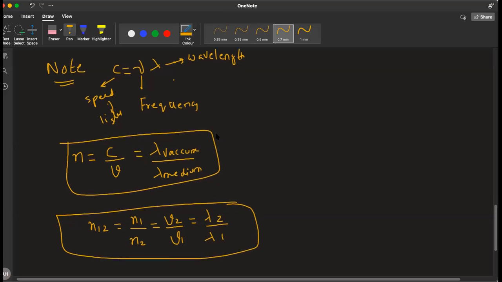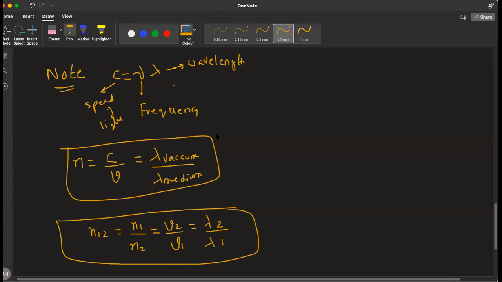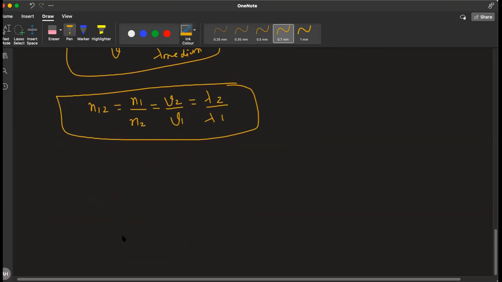Yes, can I scroll it further? Sir, so it should be lambda 1 by lambda 2, right? No, it's lambda 2 by lambda 1. V and lambda are directly proportional. It is V2 by V1, so it's lambda 2 by lambda 1. Refractive index is inversely proportional to the speed. Noted? Can I scroll it? Yes, sir.